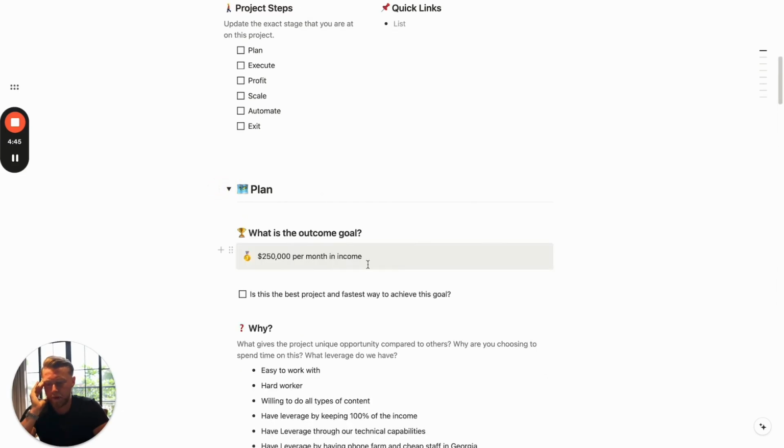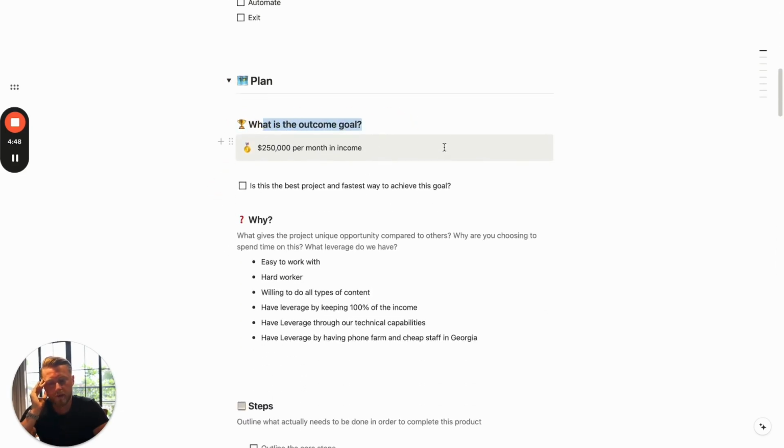So we come into area number one, which is plan. What is the outcome goal? So again, just to keep this relatable, I think most people are going to have financially driven goals. Personally, for me, financial wouldn't actually be the number one goal at the moment. Of course, I still do enjoy making money, but it's much more about what I'm working on.